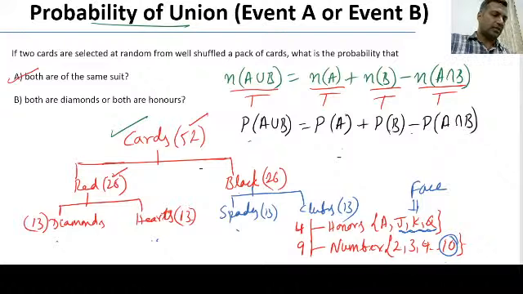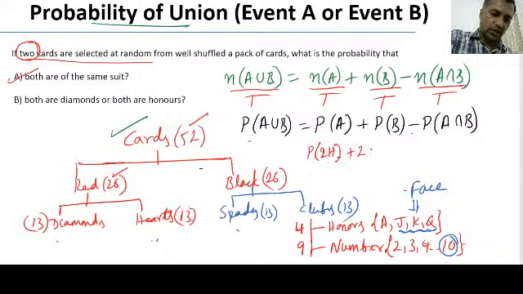If 2 cards are selected at random from a well shuffled pack of cards, what is the probability that both are of the same suit? Both cards are of the same suit, which means the probability that both belong to hearts, 2 hearts, or 2 diamonds, or 2 spades, or 2 clubs. It's or.